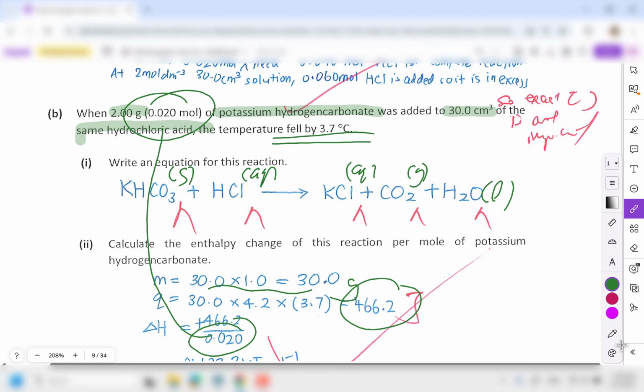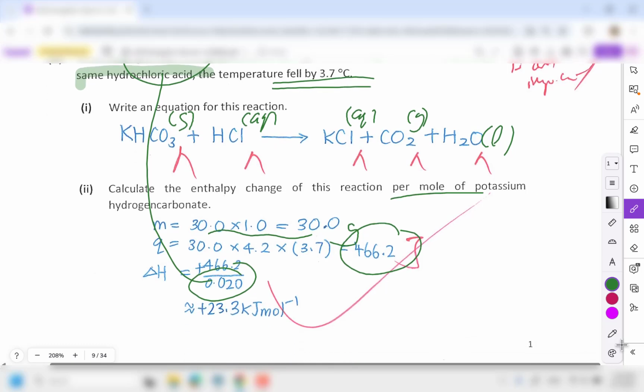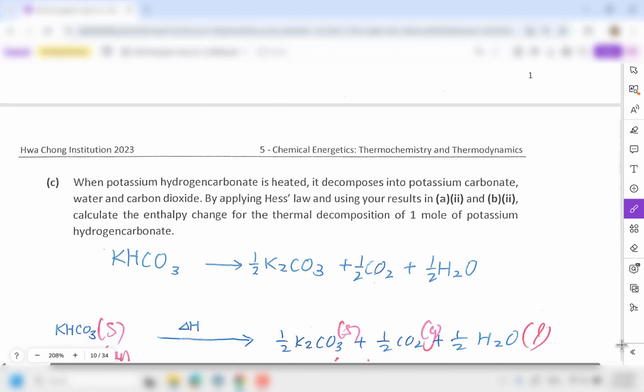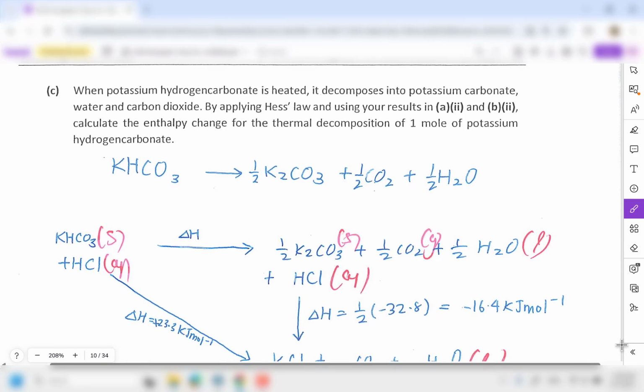Okay, they wanted your calculation per mole of potassium hydrogen carbonate. So we divide it, you get plus 23.3 kilojoules per mole. Then finally, for part C, when potassium hydrogen carbonate is heated, it decomposes into potassium carbonate, water, and CO2.